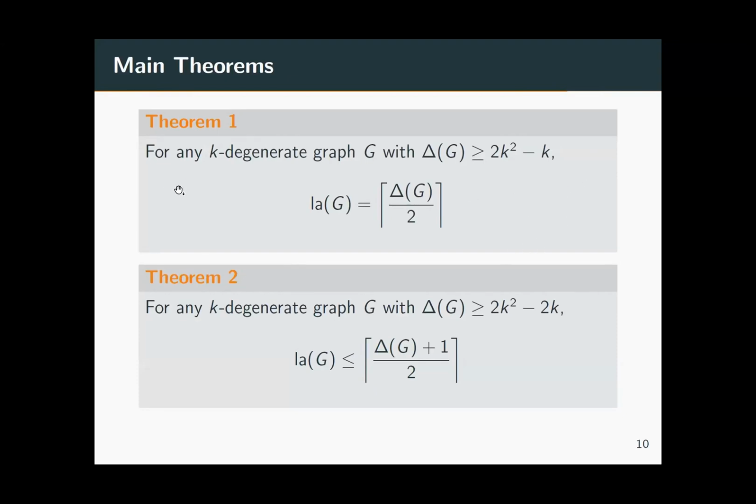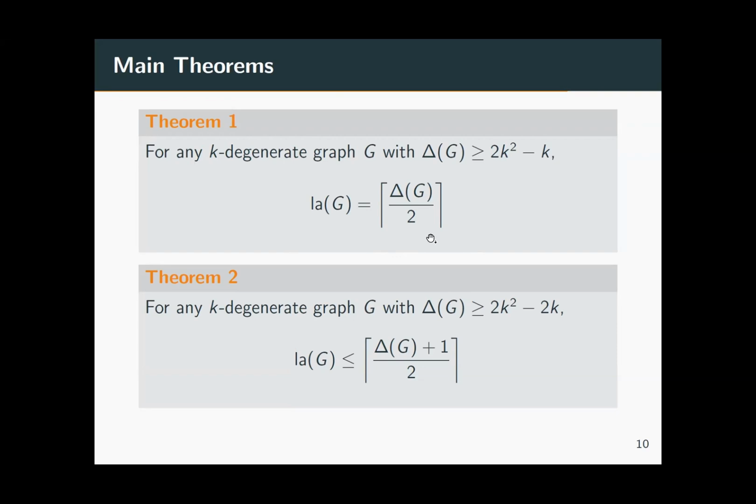So our main theorem is: for any k-degenerate graph G with the maximum degree Δ(G) greater than or equal to 2k² − k, its linear arboricity is equal to ⌈Δ(G)/2⌉.